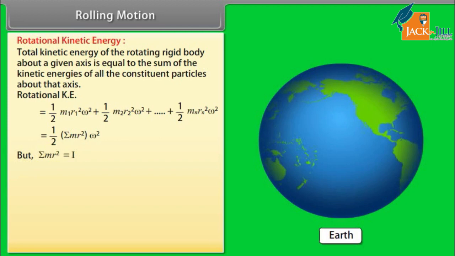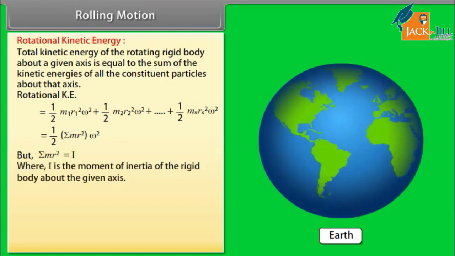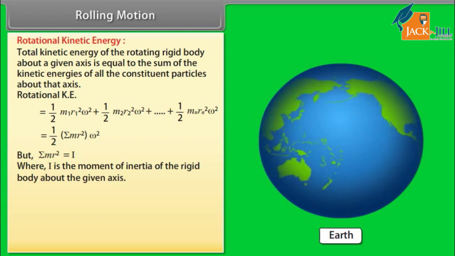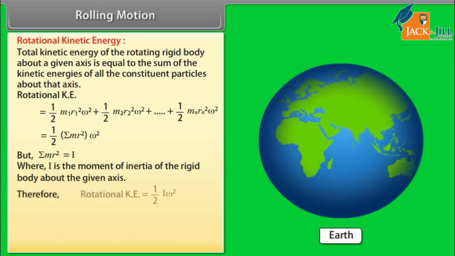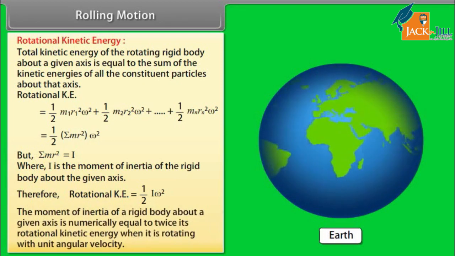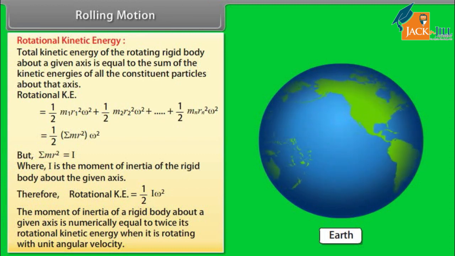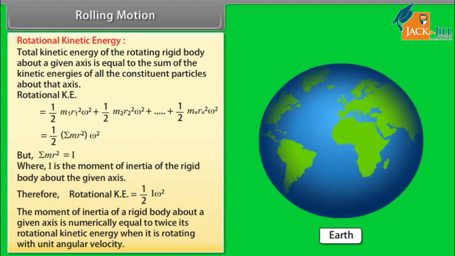But we know that the summation of m r square is equal to the moment of inertia of the rigid body about the given axis. Therefore, rotational kinetic energy is equal to half I omega square. The moment of inertia of a rigid body about a given axis is numerically equal to twice its rotational kinetic energy when it is rotating with unit angular velocity.